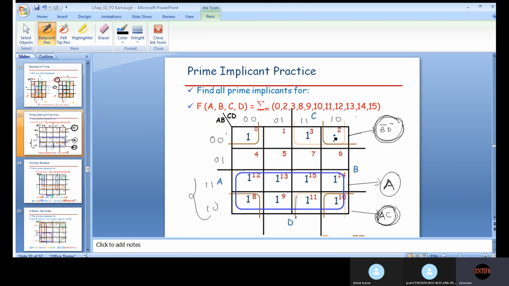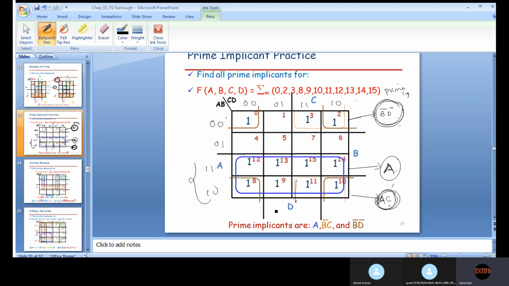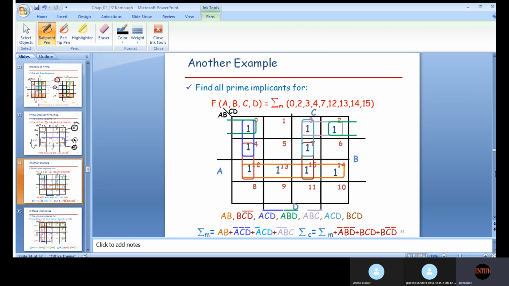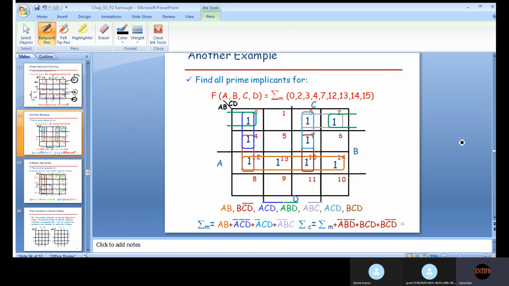Now see, these are called prime implicants. Why are they called prime implicants? Because these prime implicants are covering almost all the min terms. Okay, so one more example, if you see about the prime implicants.